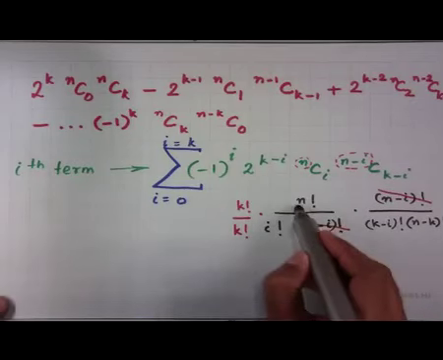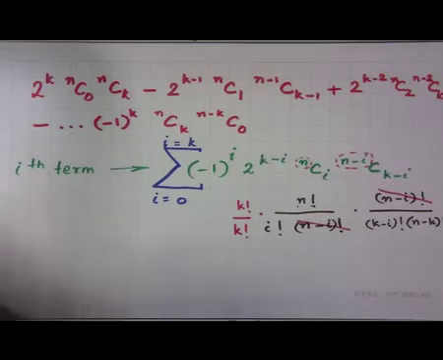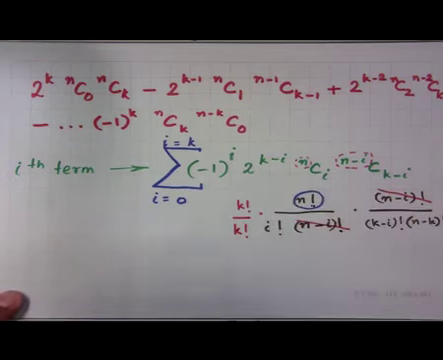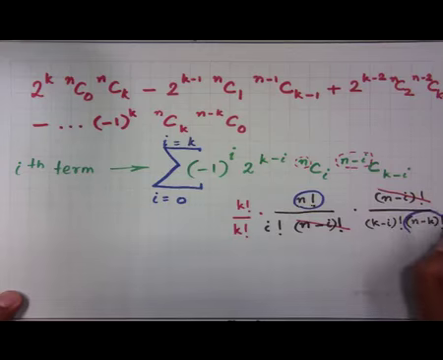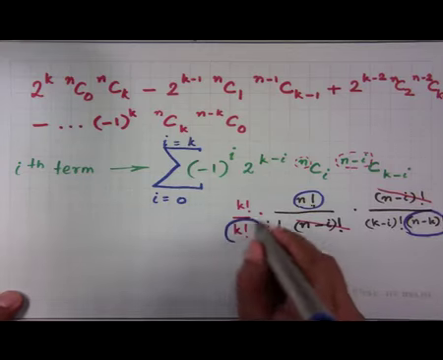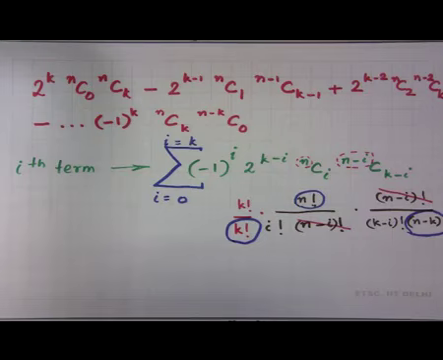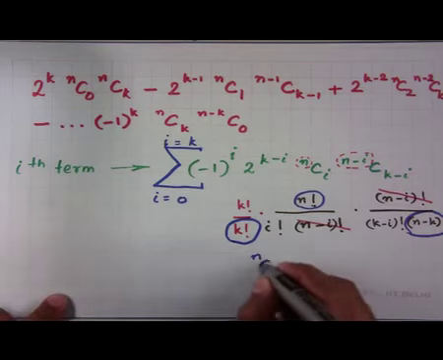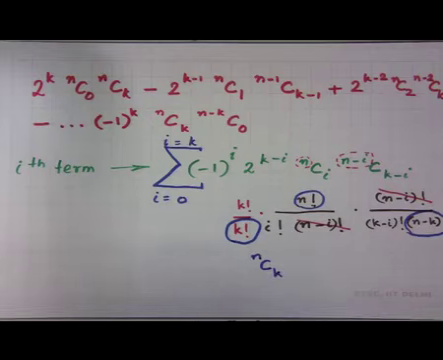I have got n factorial and I have got n minus k factorial and I have got k factorial. These three are going to combine, right. How do they combine? I get n c k, very good.